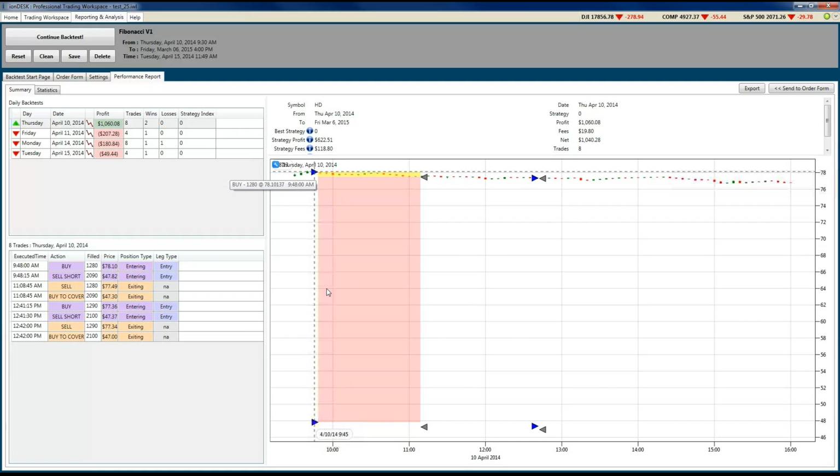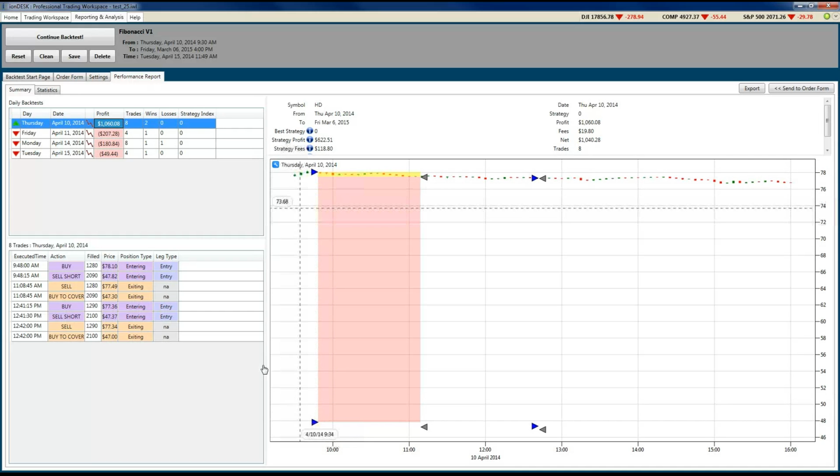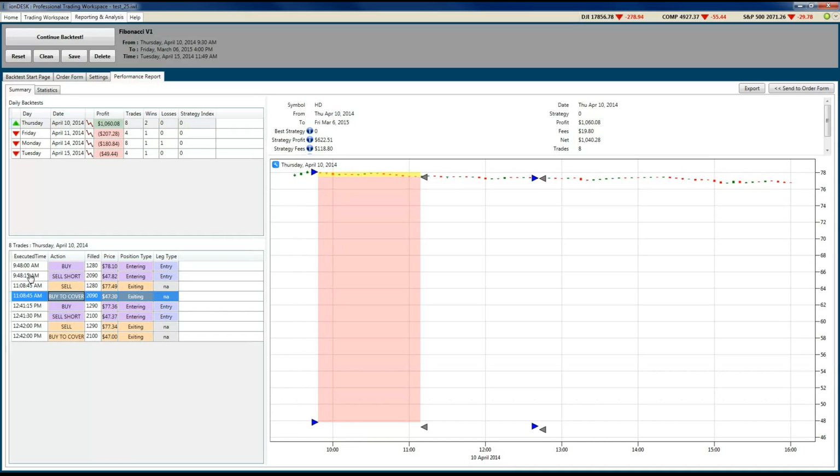Okay. So right in here, Home Depot and Lowe's, they converged. Make sure I'm clicking on the same day. They converged. And what happened over here is that it bought, and then it bought and sold short, and then it sold and covered. Okay? If you notice the times, that's a little awkward, and we need to do something about that, because those times should have been a little bit closer than that.